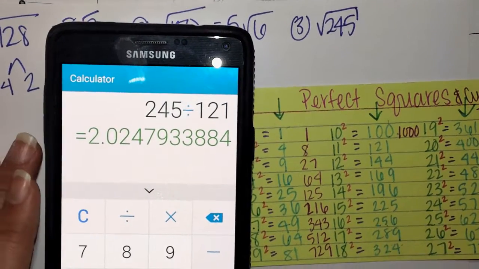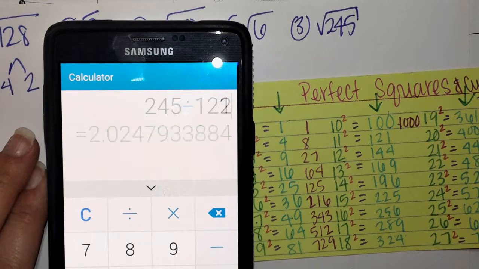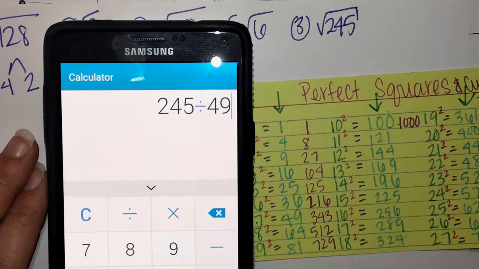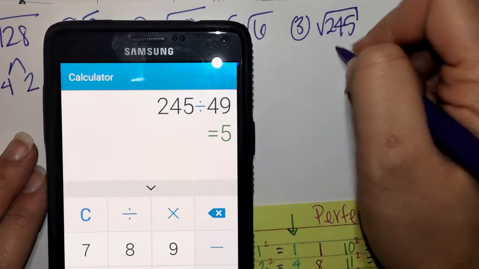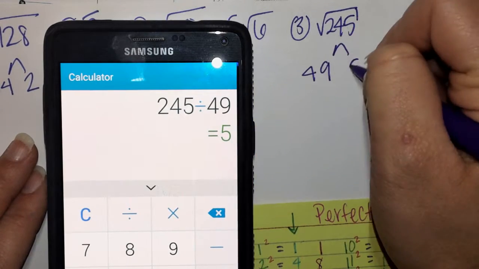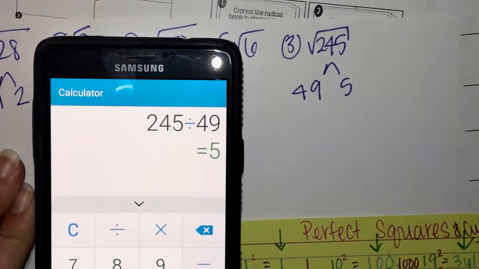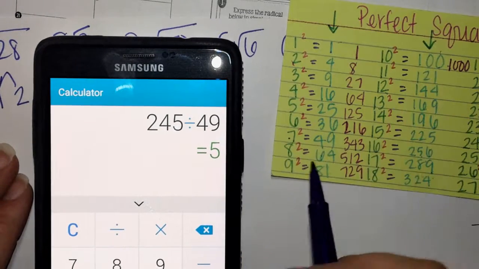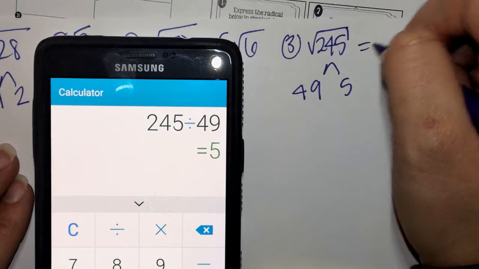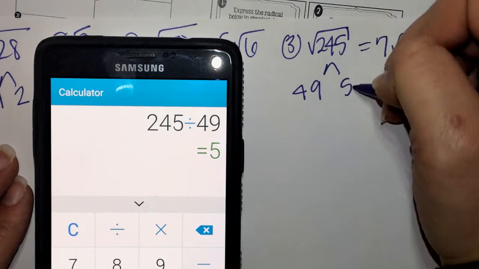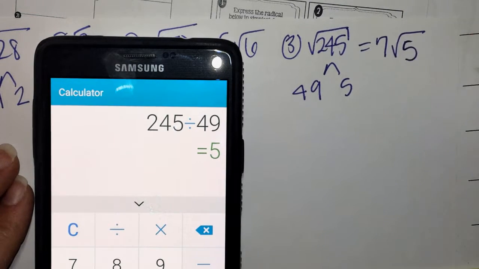What else could we use? 49. All right, so we do 245 divided by 49. That gave us 5. That's a whole number. It's magic. All right, 49 is our perfect square. We come back to our card. What's the square root of 49? 7. So it's 7 root 5, and this guy is the lonely friend, so he stays in the house to read a book.